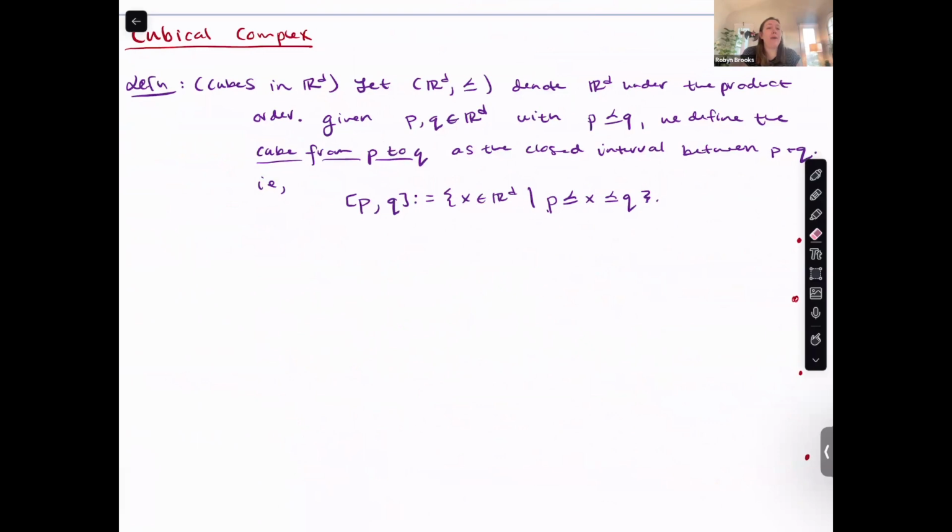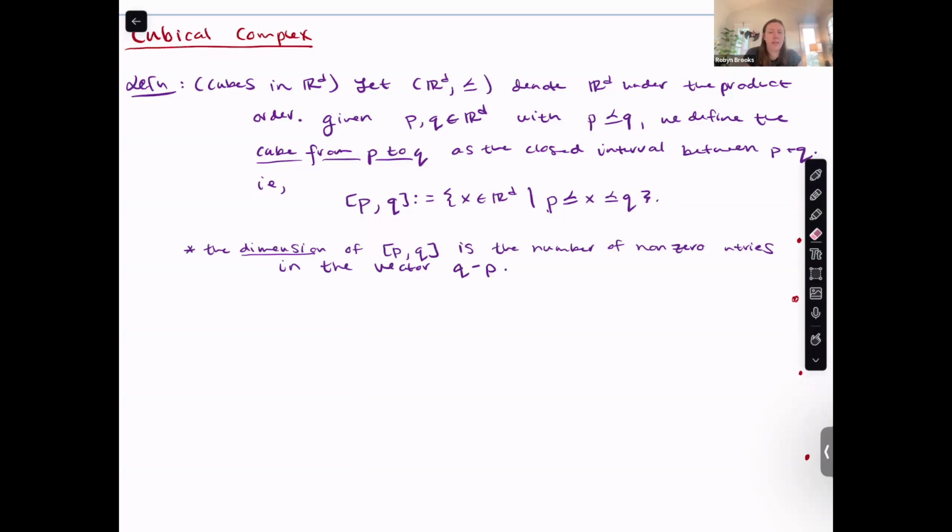So next, let's talk about Euclidean cubical complexes. To build these, we need to define cubes in R^d. We give R^d the product order. Then for any two comparable points P and Q in R^d, we define the cube from P to Q as the closed interval between P and Q under the product order. The dimension of the cube is the number of non-zero entries in the vector Q minus P.